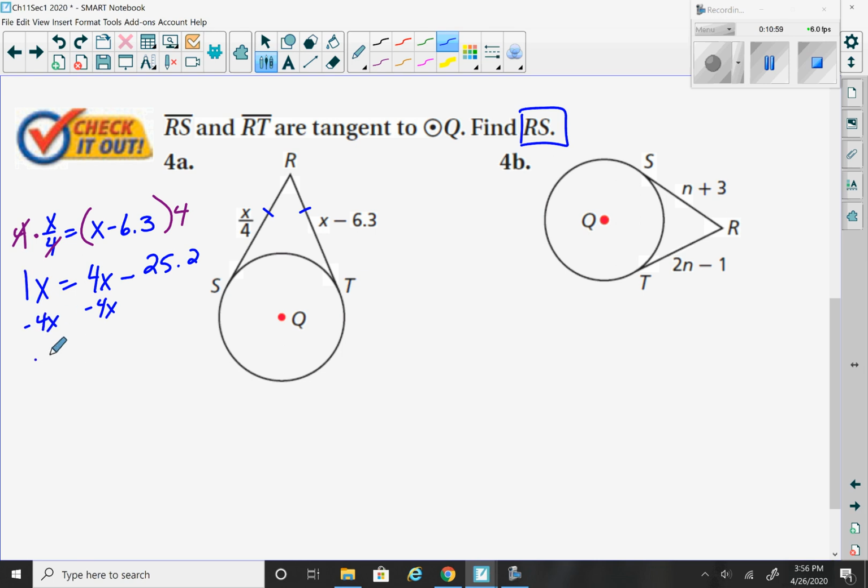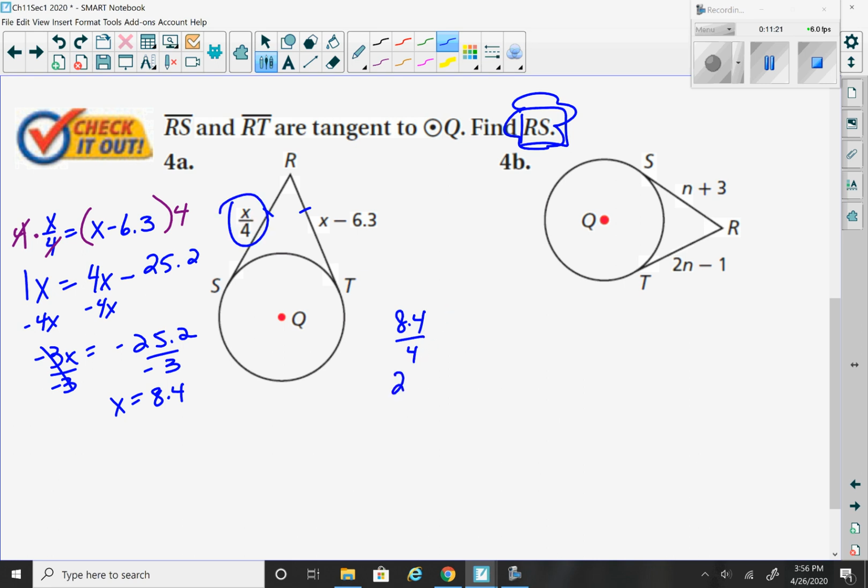So 1x minus 4x is negative 3x. And then I can go ahead and divide both sides by negative 3. So I came up with x is equal to 8.4. Am I done? No, because I'm trying to solve for RS. So I could just take 8.4 and divide it by 4, right? RS is 8.4 divided by 4, and I came up with 2.1. So RS is equal to 2.1. So there's my answer for that one.